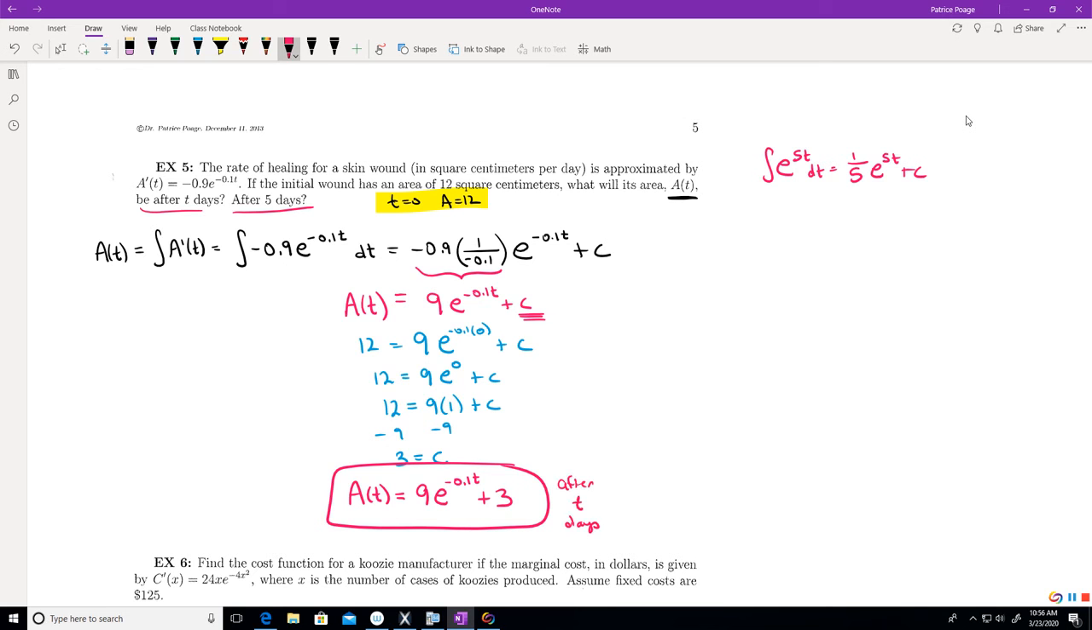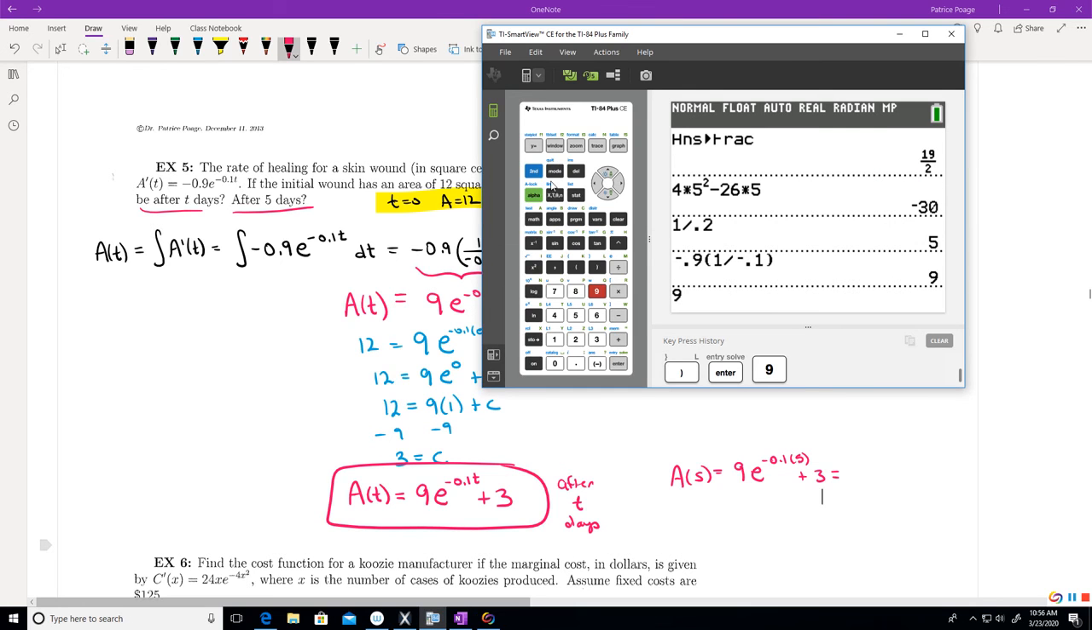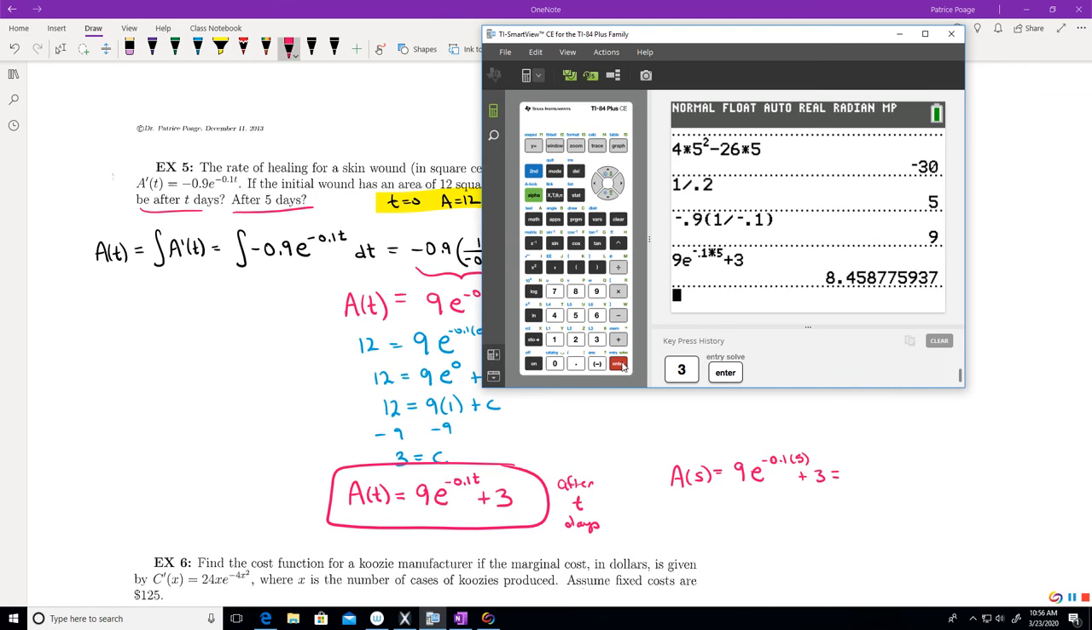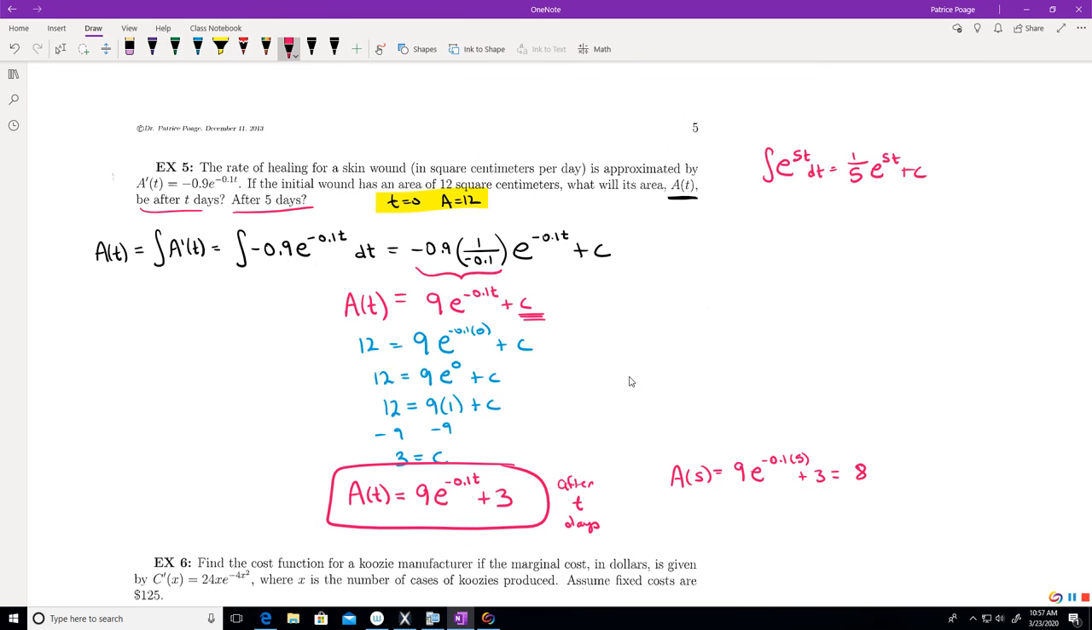And then it says, what about after 5 days? So we'd want to put a 5 in there. So we'd have 9e to the negative 0.1 times 5 plus 3. And we can type that in our calculator. 9e to the negative 0.1 times 5 plus 3. And we get 8.46. So 8.46 square centimeters.